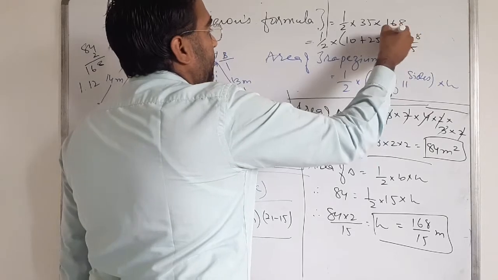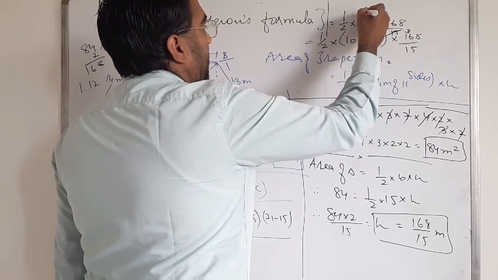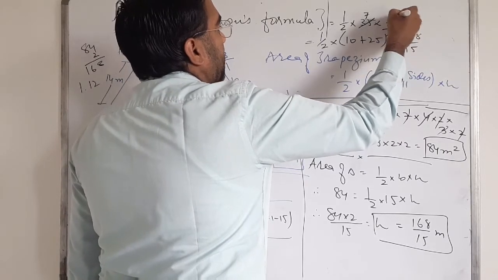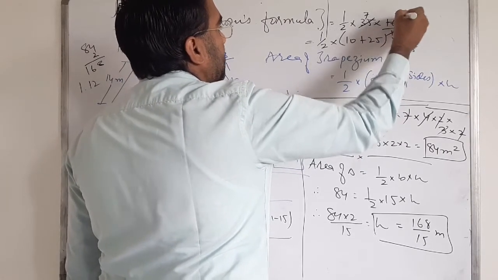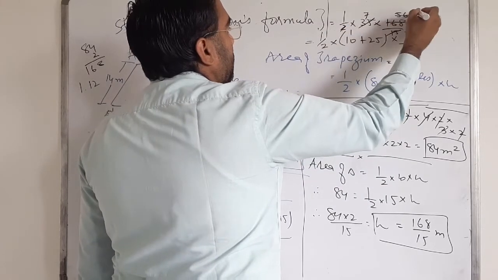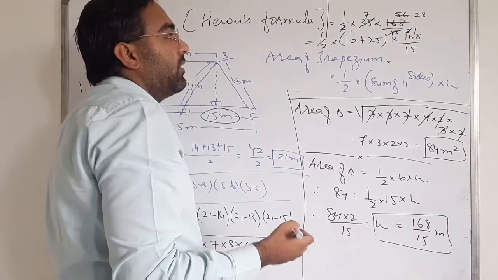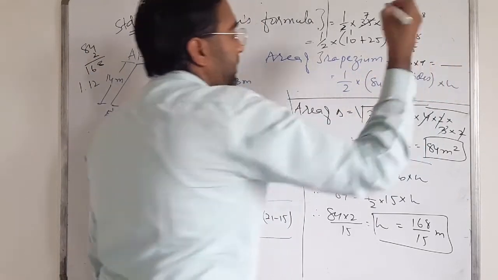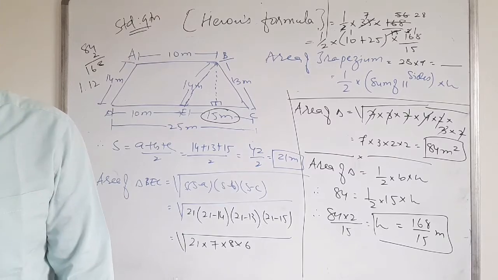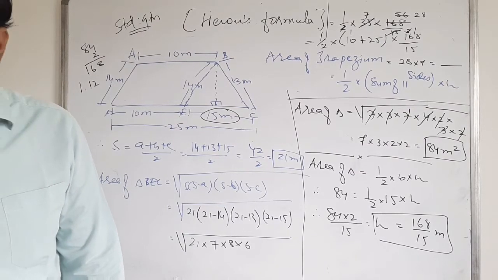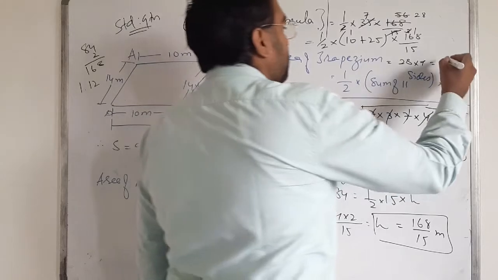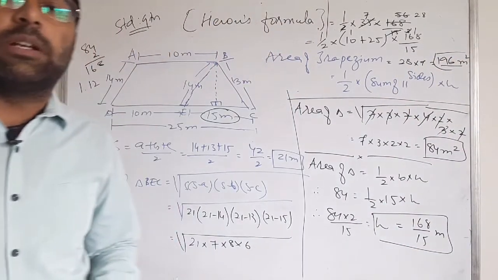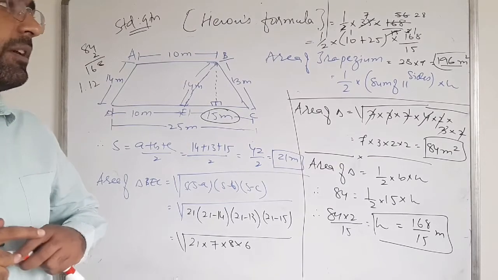So I'll take cancellation of 5 threes are 15, 5 sevens are 35, 3 ones are 3, 3 fives are 15, 3 sixes are 18, and 2 ones are 2, 2 eights are 16, 28. So 28 into 7, that is your answer. Multiply 28 into 7, then that is your answer for the area of the trapezium. That should be 196 meters square. Okay, 196 meters square, that is the area of the trapezium.